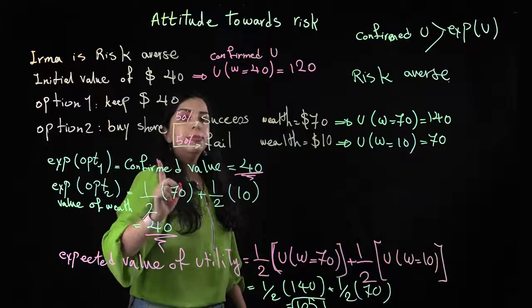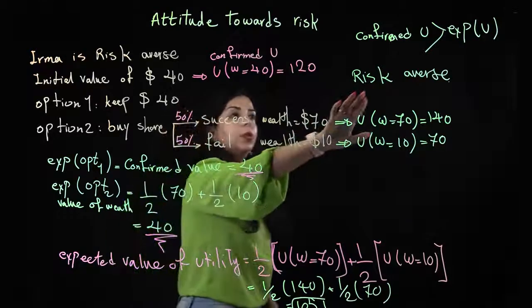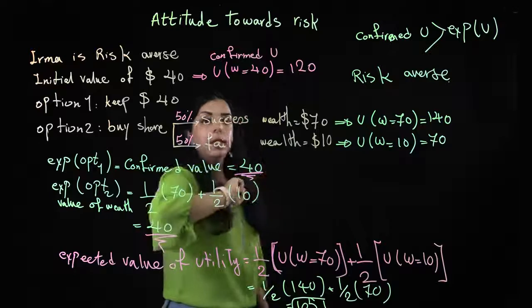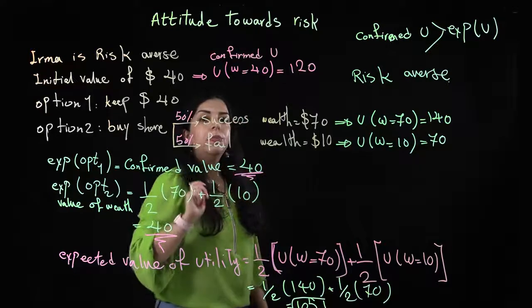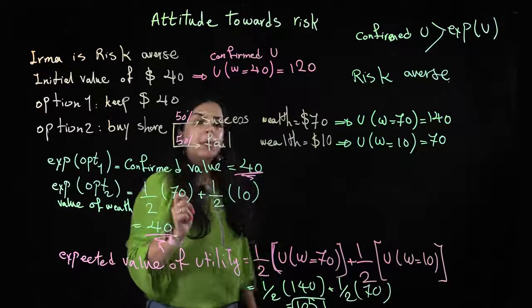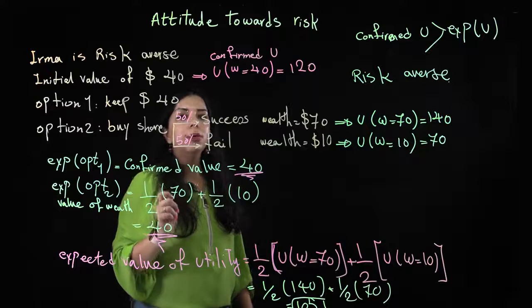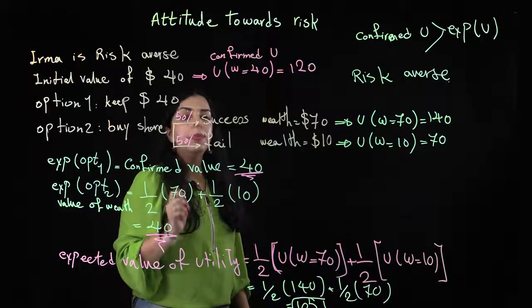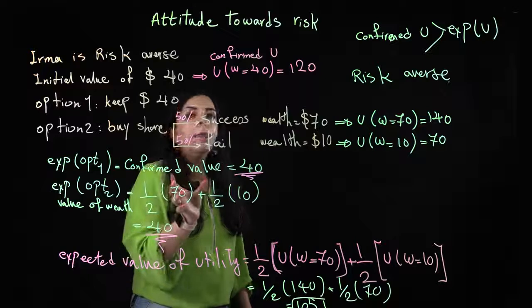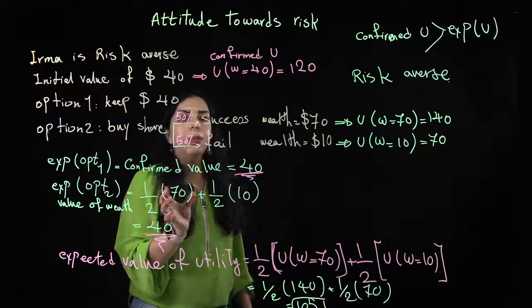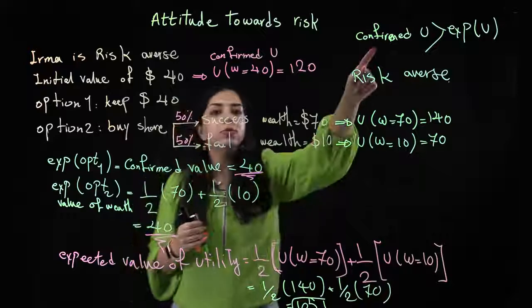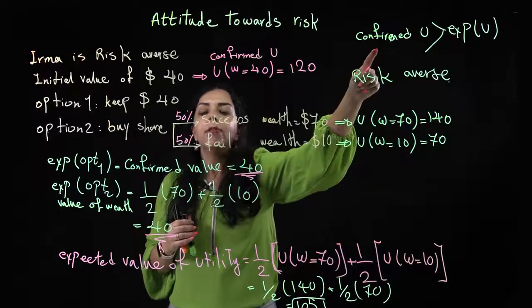For the risk-averse person, he wants to make sure that the utility he is gaining is equal to 120. So this person is ready to pay an amount. The amount that the person is ready to pay is called the risk premium. So the concept of risk premium is not a risk, it's the amount of wealth or income that you are ready to pay to make sure that you get the same utility amount as the confirmed utility.